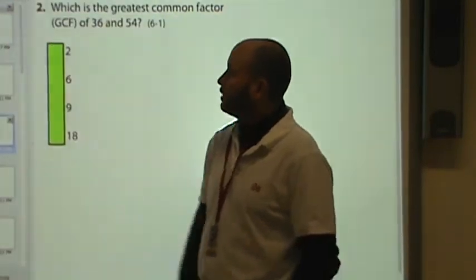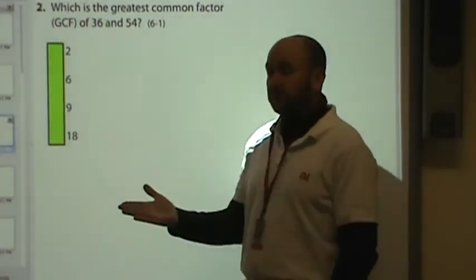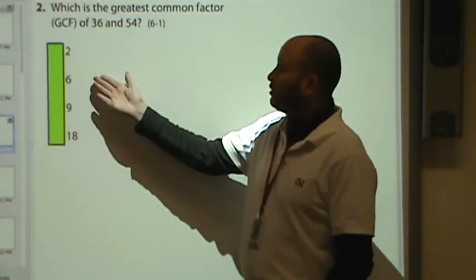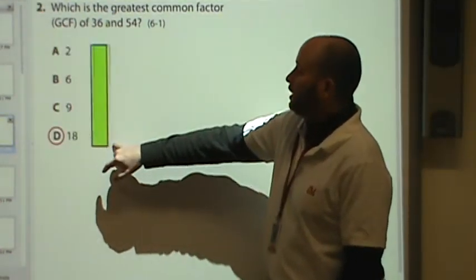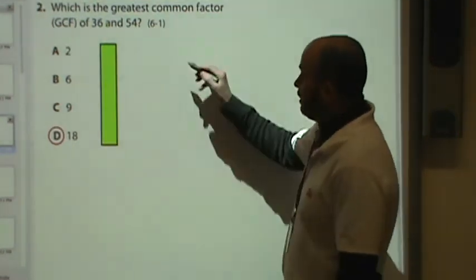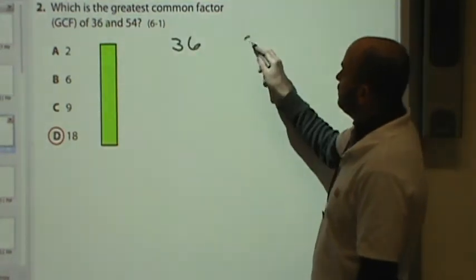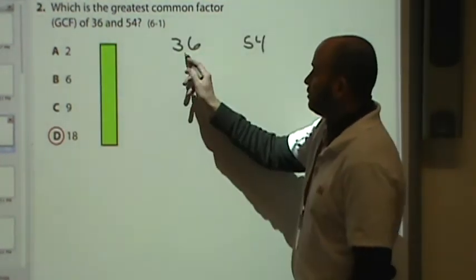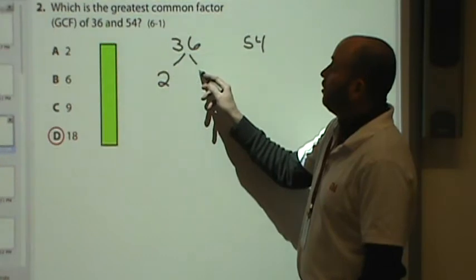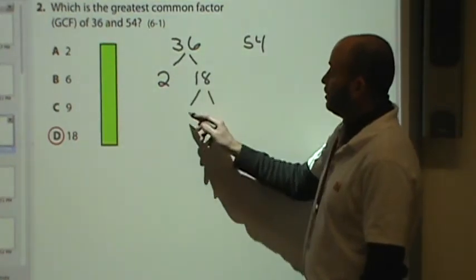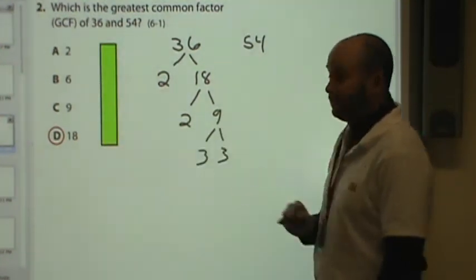Problem number 2. Which is the greatest common factor of 36 and 54? Well, in this situation, all of these are factors of 36 and 54, but only one of them is the greatest, and that would be 18. So if we made a factor tree, you could see where 36 and 54 could be broken down into their prime factors. 2 times 18 is 36. 2 times 9 is 18, and 3 times 3 is 9.